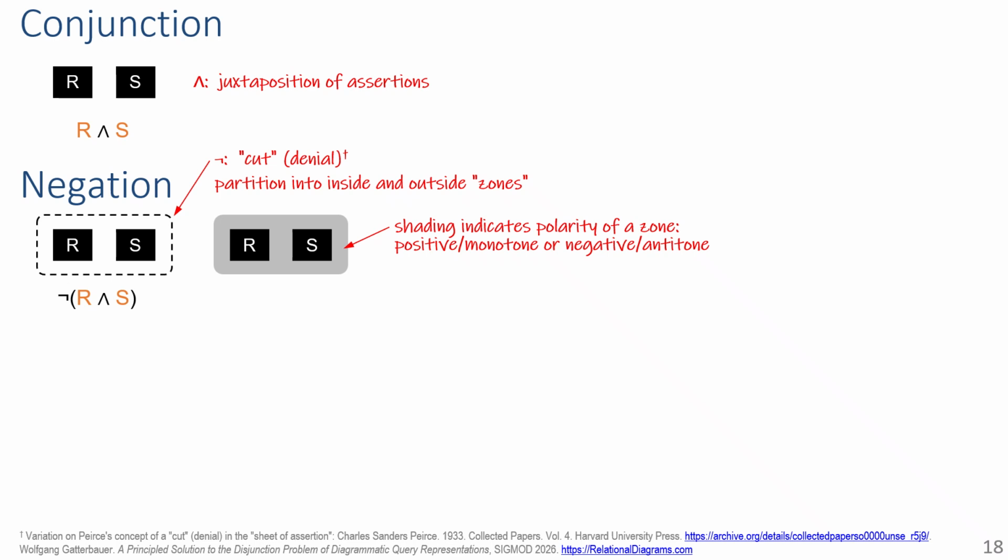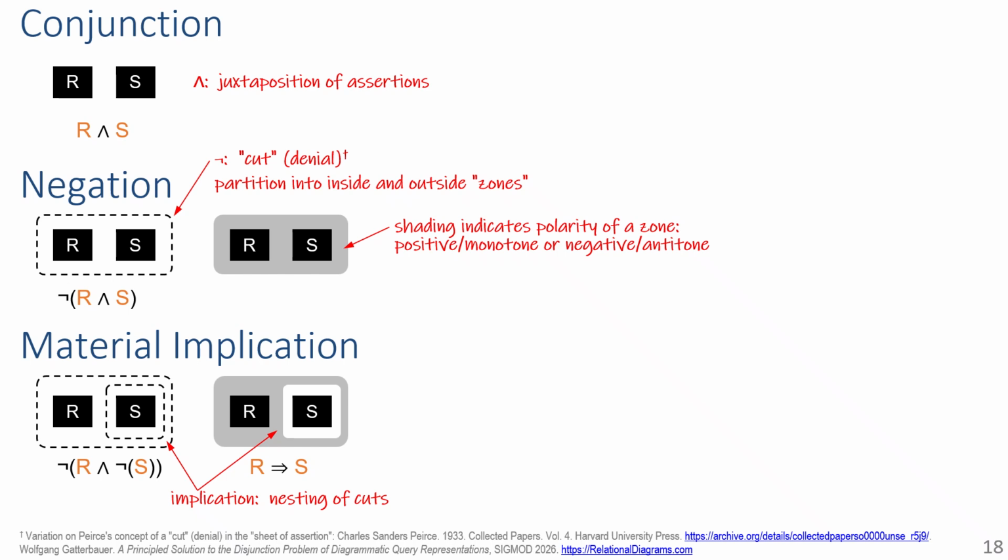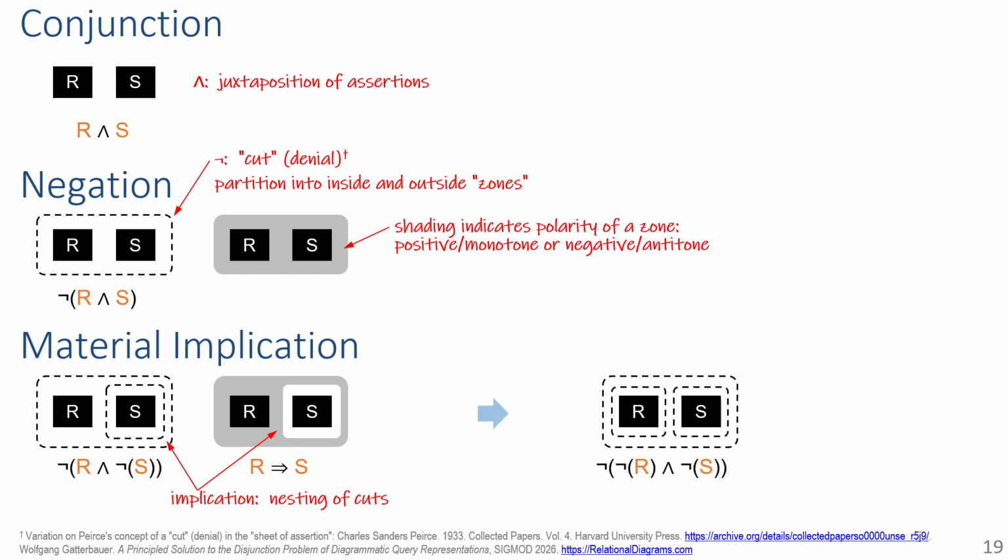So we can arbitrarily nest disjunctions. Here, for example, now we have nested negation scopes. And for this particular case, we have actually a shorter name. It is material implication. So whenever we have a nested zone with a further nested zone, then the once nested zone implies the twice nested zone. Here, R implies S. Let's continue our nesting. What is this?